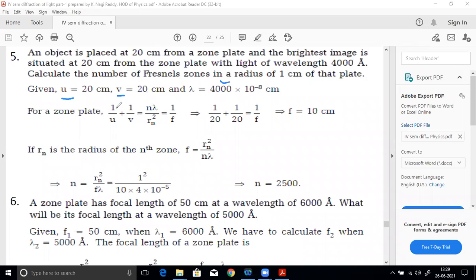Okay. So we have the formula 1 by u plus 1 by v is equal to 1 by f. First find out the f value. You can equate it to f is equal to Rn squared by n lambda. When you have the brightest image, you have to take n is equal to 1. Then f.